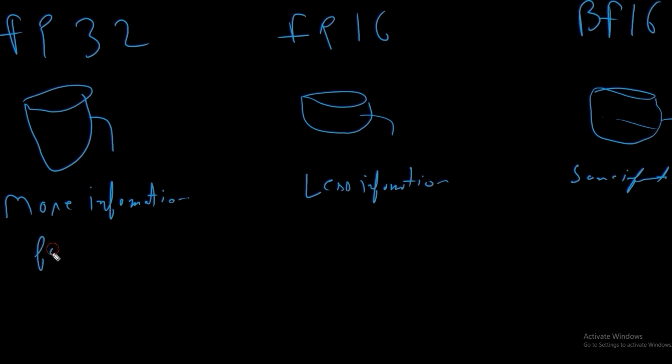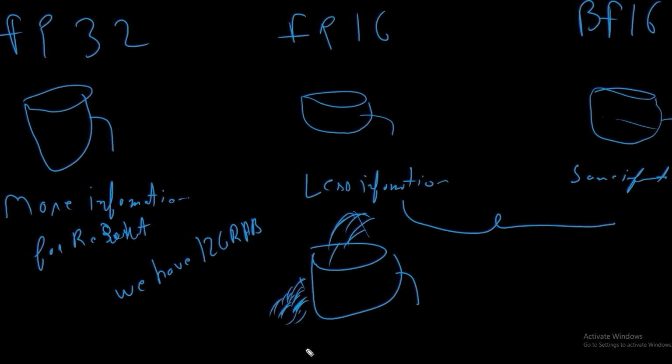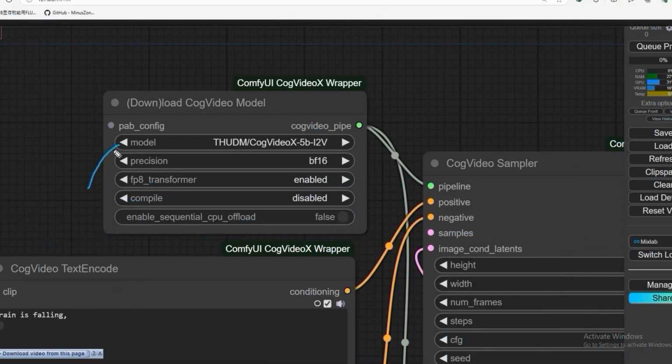In this workflow, we will use BF16 since we don't have high VRAM. Why do we choose BF16 instead of FP16? When you fill a cup with water, some water spills outside, meaning some details are missing. What happens is that important details might get missed. B stands for brain in BF16. When the cup fills too quickly, details are not missed like they are in FP16. If you have low VRAM, we will use BF16. So now you understand the difference between these systems.